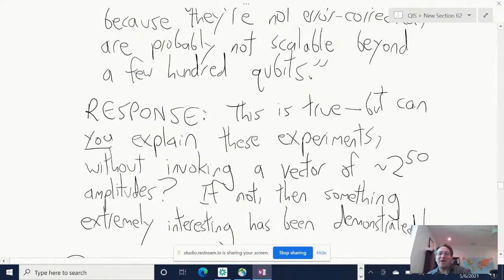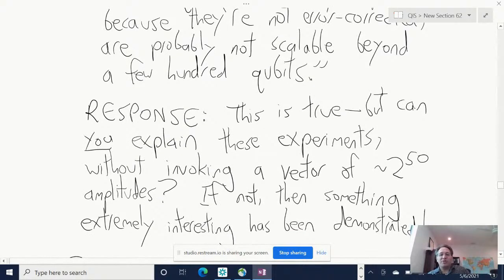At the same time, I would say to a skeptic, can you explain the success of these experiments without needing to invoke the reality of this vector of 10 quadrillions of amplitudes, or of 2^50 amplitudes? If you can't, then I would say that one of the main claims of quantum computation has now been empirically demonstrated. It has now been demonstrated that you can harness this exponential growth in the number of amplitudes in order to solve computational problems faster.